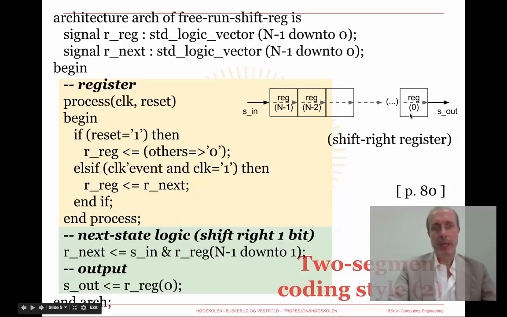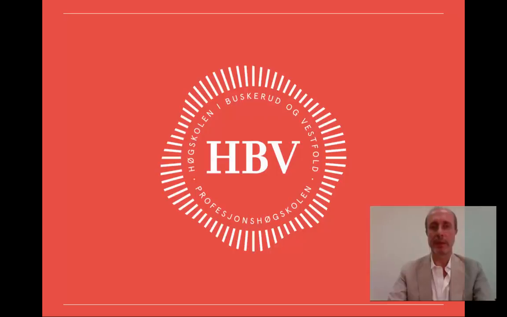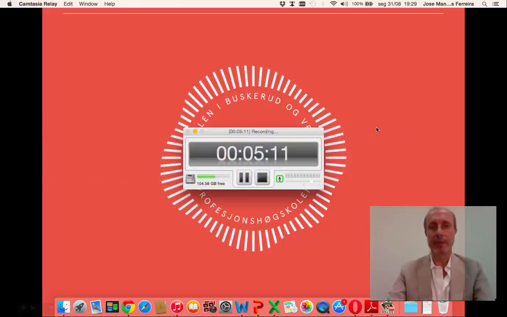So before closing, I leave you with one question, which is how would you modify this description if you wanted to have a bidirectional shift register instead of a shift-right-only register. Thanks for your attention.